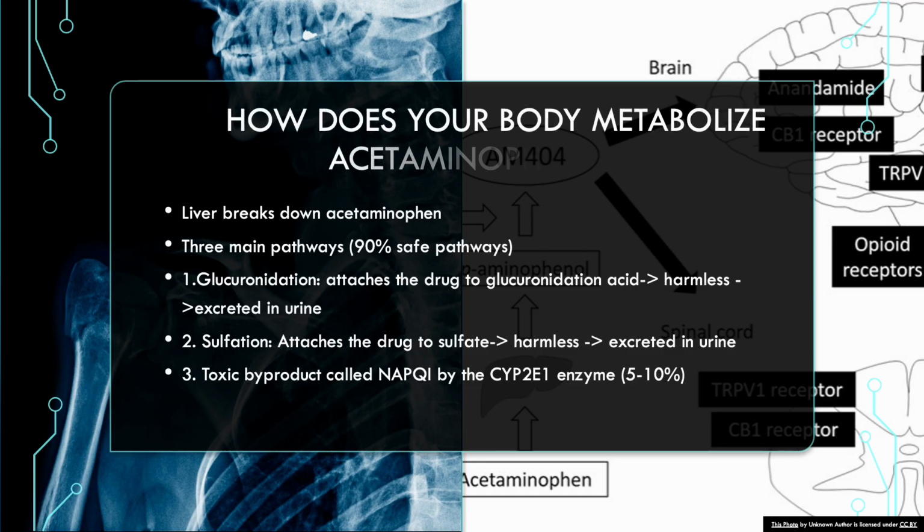How does your body metabolize acetaminophen? When we take acetaminophen, the liver breaks it down by using three main pathways. Most of it is processed safely through glucuronidation and sulfation, turning the drug into harmless substances that the body can eliminate. A small amount forms a toxic byproduct called NAPQI, which is normally neutralized by the body. But if someone takes too much, NAPQI can build up and damage the liver.